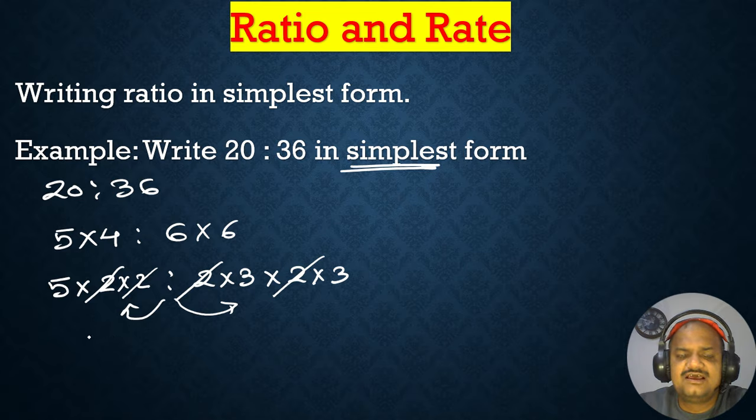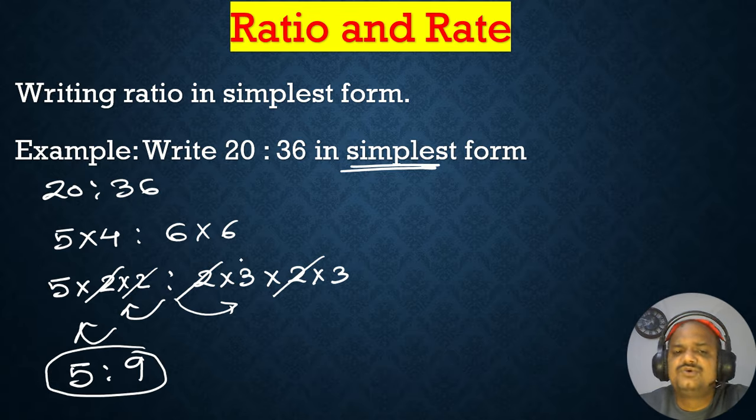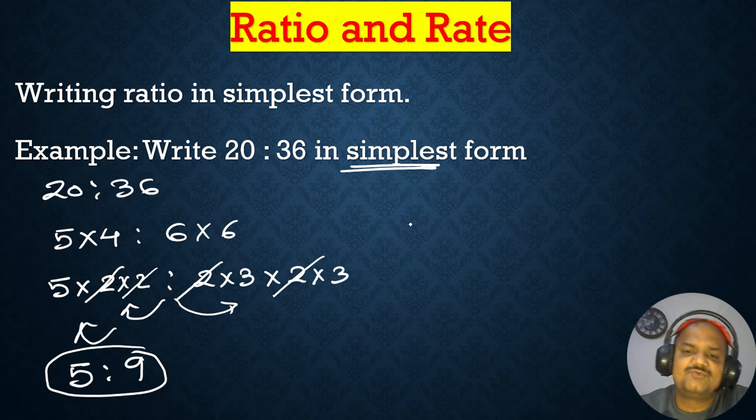So what is left here? On the left side, which number is left? 5, and on the right side 3 times 3. 3 times 3 means 9. Okay, so this is the simplest form of 20 ratio 36. This is one method that I did.